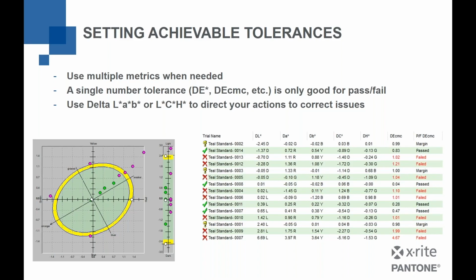You know, even that one, the very first one in the margin, right? It's 0.99. It's really close to failing, and that thing is seriously on the dark side. The delta A and delta B and C and H are great. Okay, it's dark. I need to lighten that color up if I'm going to continue making it. Otherwise, I'm going to drift too dark, probably. All right.